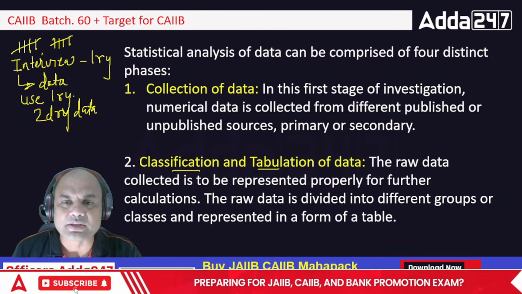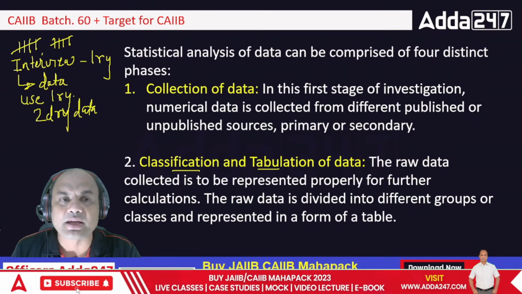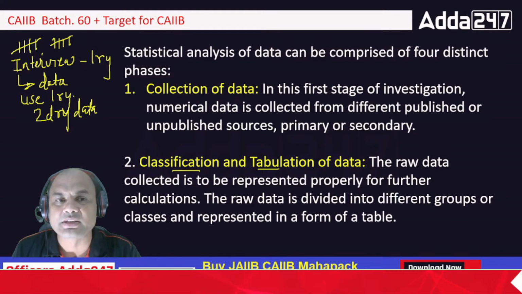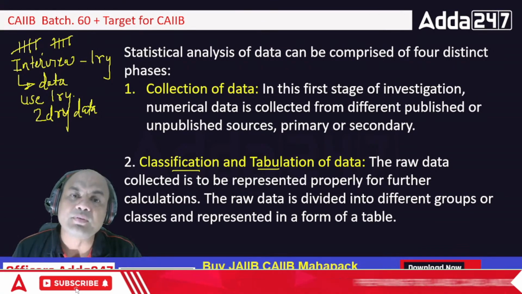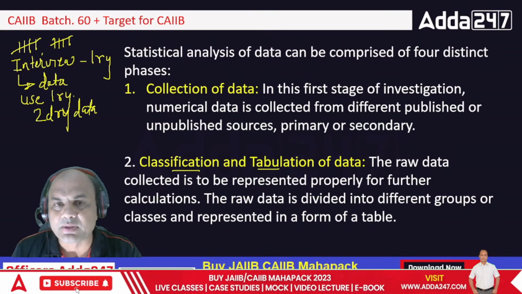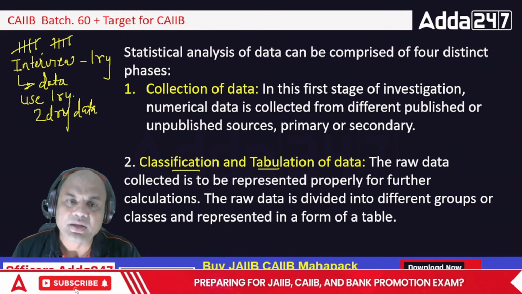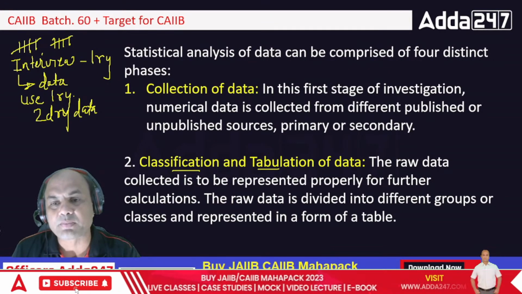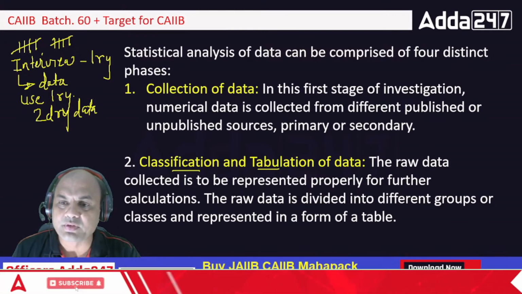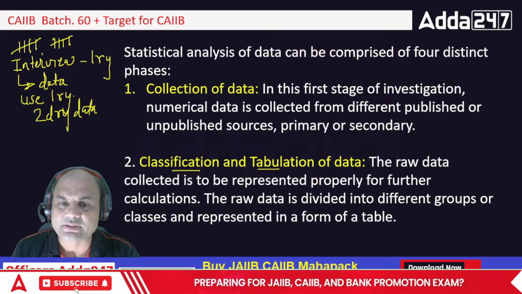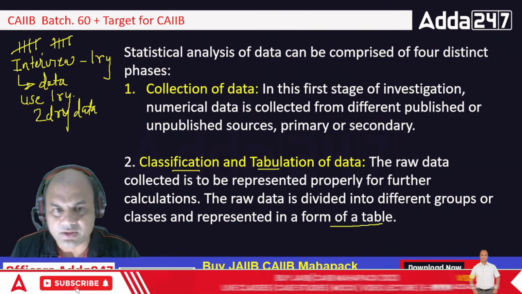Then what happens next? Tabulation. Tabulation means I'll table them, put them in order. I'll mark them this way. This is known as frequency. It is a frequency calculation actually. We'll mark them in the table, calculate the total frequencies and then write them. That is known as tabulation. The raw data collected is to be represented properly for further calculations. The raw data is divided into different groups or classes and represented in the form of a table. Got it? Clear?